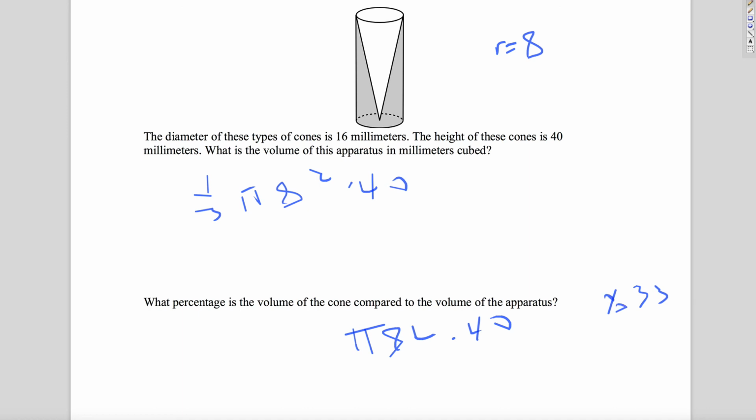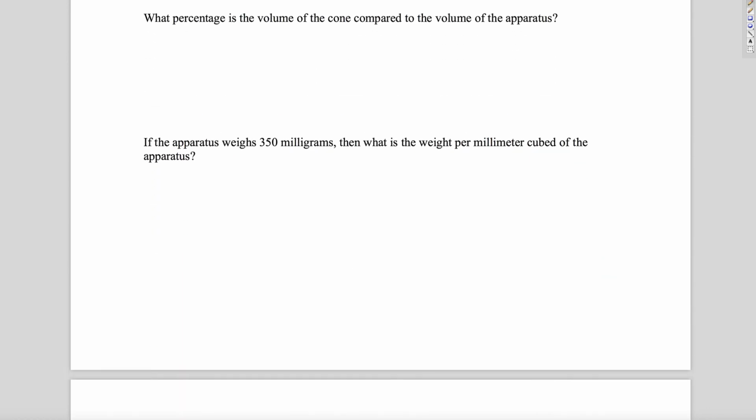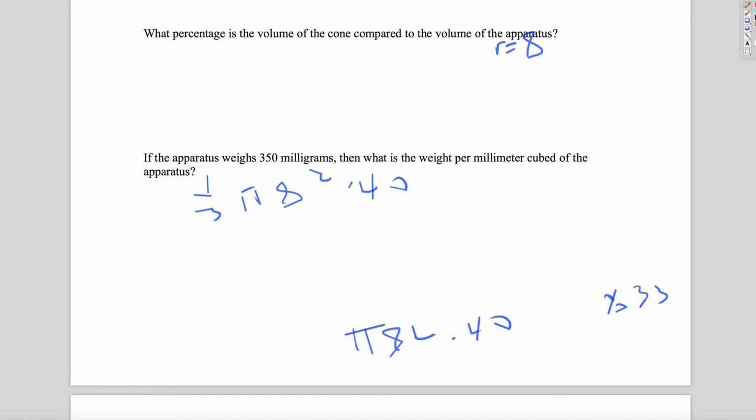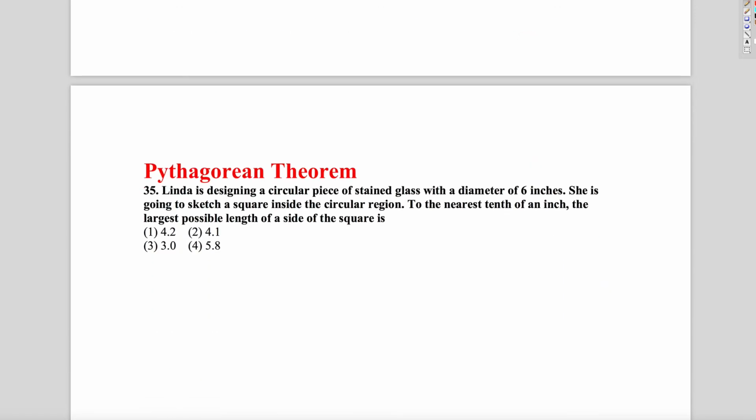And then the last part of this question is if the apparatus weighs this, what is the weight per? So it's weight over. So you do 350 over, I think it wants of the apparatus. So it's over this one here, 350 over that. All right.